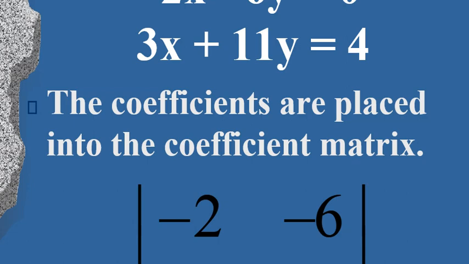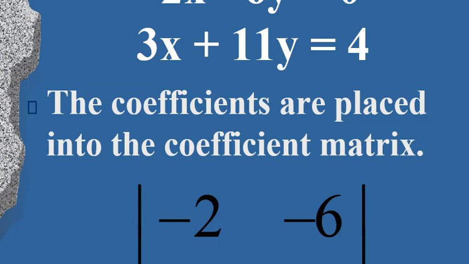I want to make sure you got this down. You need these both as an example. Negative 2x minus 6y equals 0. 3x plus 11y equals 4. Your coefficient matrix gives you negative 2, negative 6, 3, 11. Do you see where they came from, though? See how the negative 2 is here, negative 2 here, 3 here, 3 here. It's lined up. We feel okay about that?